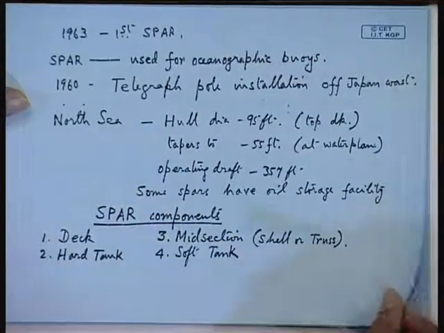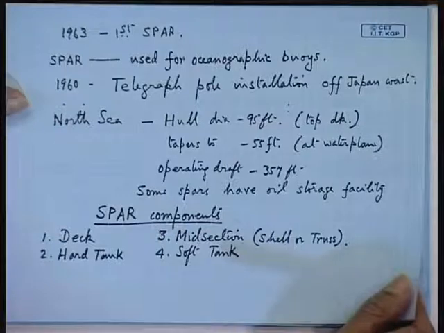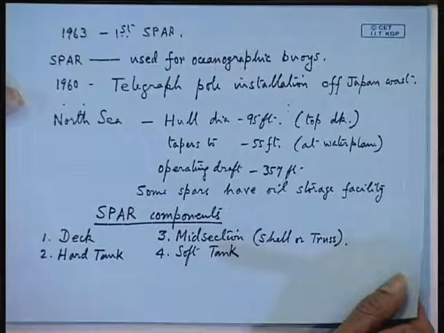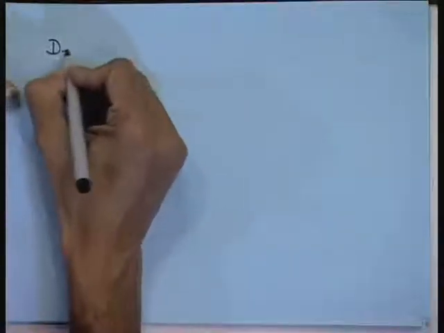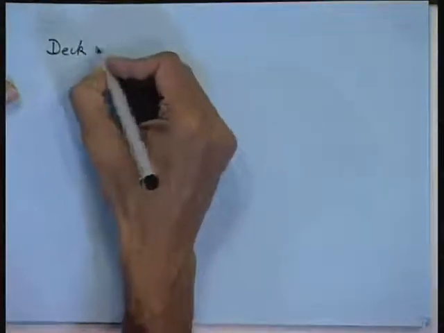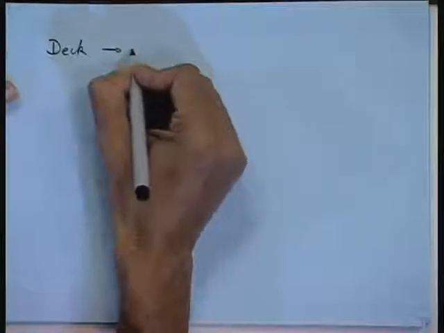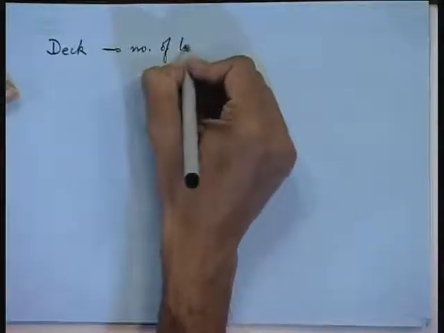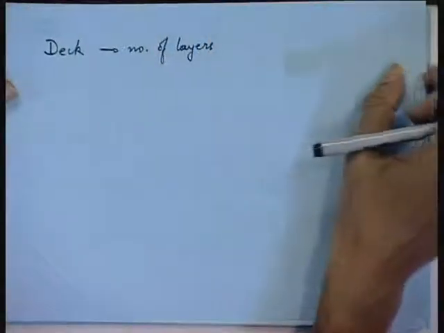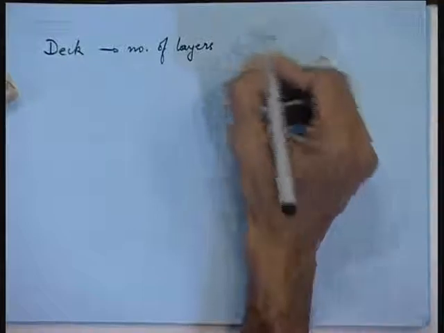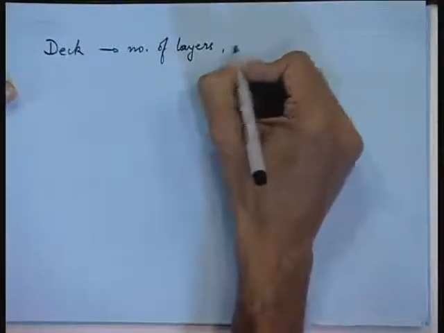Now the deck and the hard tank. The deck design, you will find you have to make a number of layers of decks, because you cannot spread out the deck to a large extent because of the restriction in size of the diameter of the hull. Hull diameter is a restriction. So the number of layers you have to think about, and also the extent of overhang.